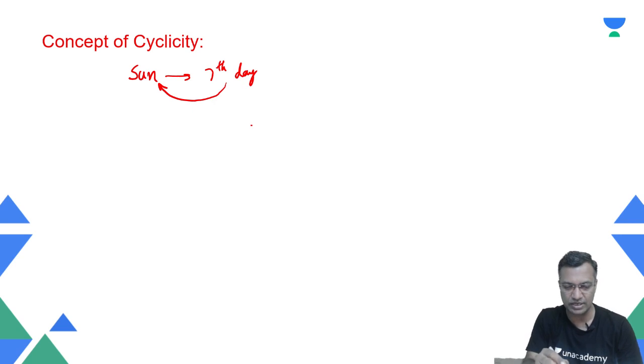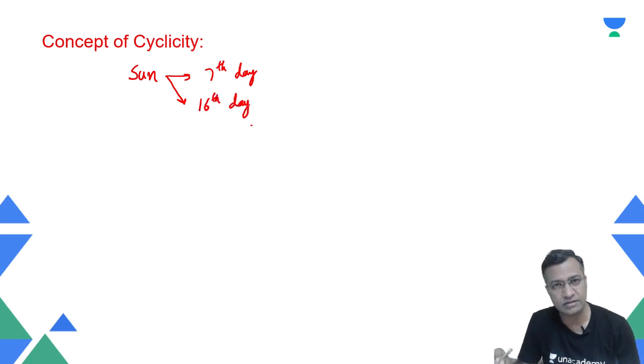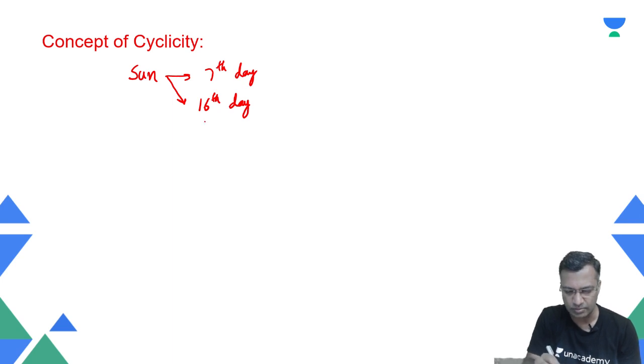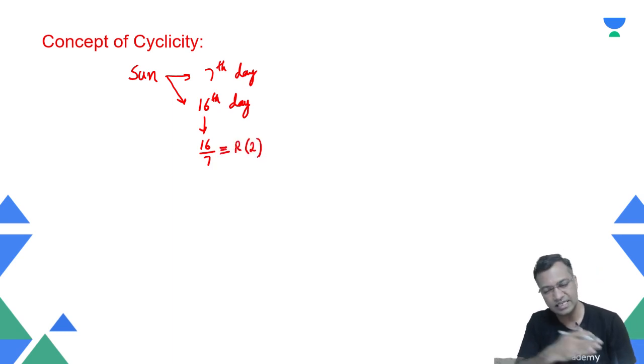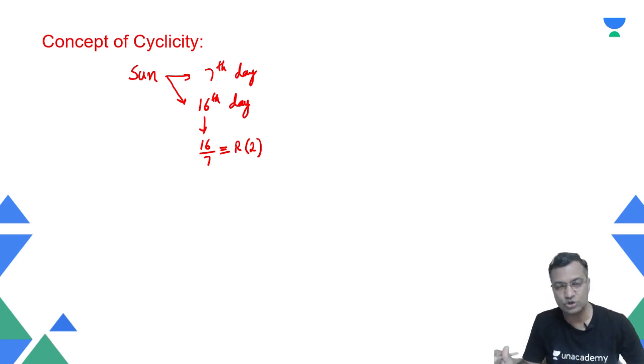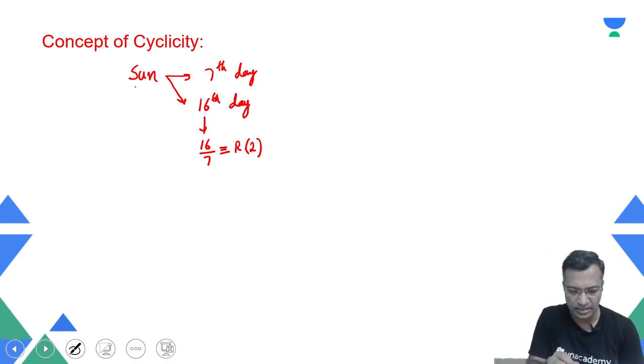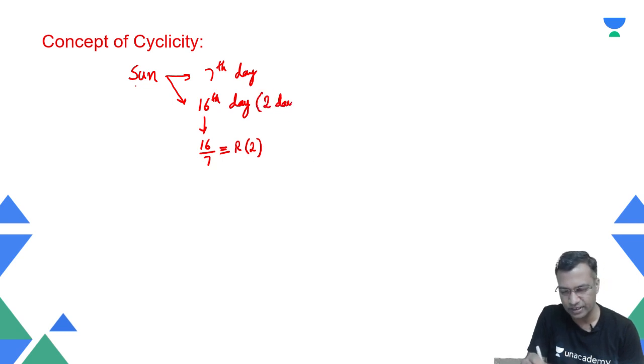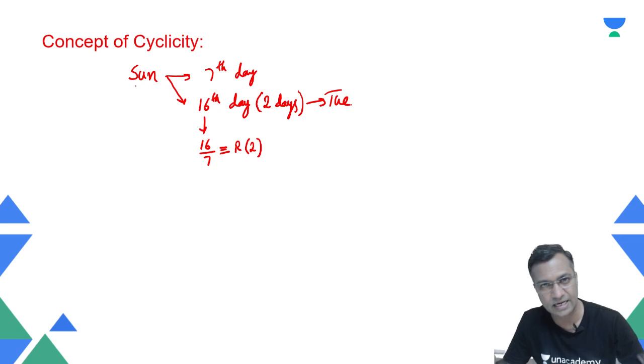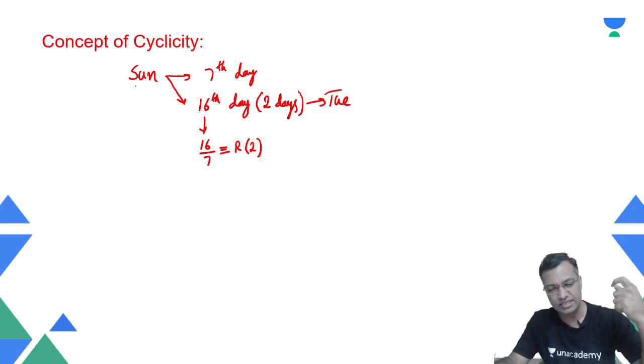Similarly, if I ask you, today I am on Sunday, what would be the 16th day from today? What do you do? You look at this number 16 and divide it by 7. You list the remainder. What is the remainder here? 2, which means the 16th day from today is as good as saying 2 days from today. You are on Sunday, so 2 days from today becomes Tuesday: Monday, then Tuesday. That is the second day from today, which is as good as saying the 16th day from today.